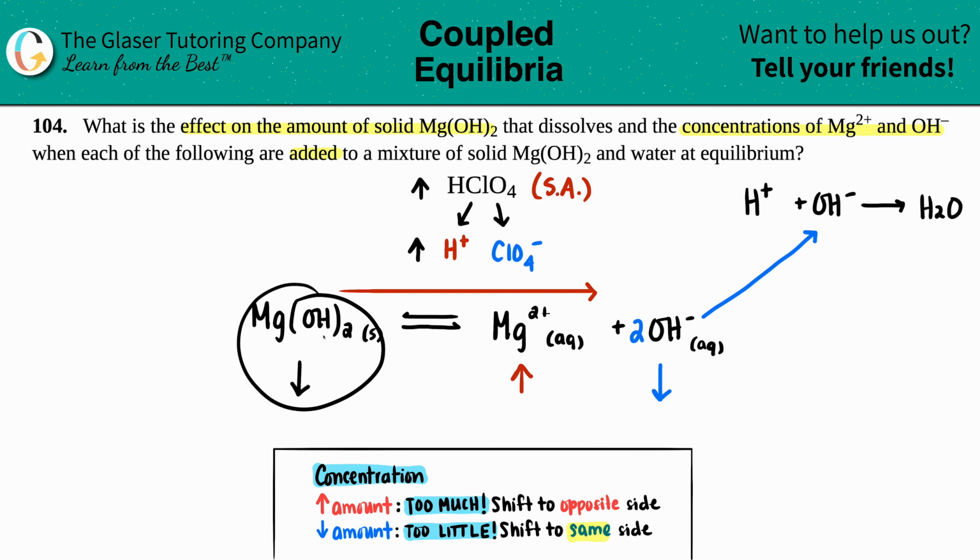And that's your three answers. The Mg(OH)2 would drop, Mg2+ would increase, and the OH- would drop because it's going to another equation. And there you go. What do you think?